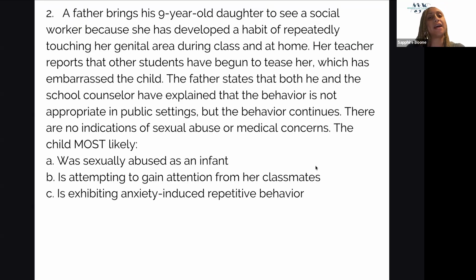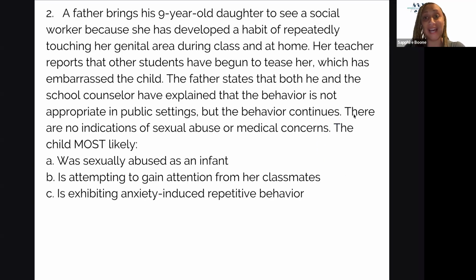A father brings his 9-year-old daughter to see a social worker because she has developed a habit of repeatedly touching her genital area during class and at home. Her teacher reports that other students have begun to tease her, which has embarrassed her. The father states that both he and the school counselor have explained that the behavior is not appropriate in public settings, but the behavior continues. There are no indications of sexual abuse or medical concerns.